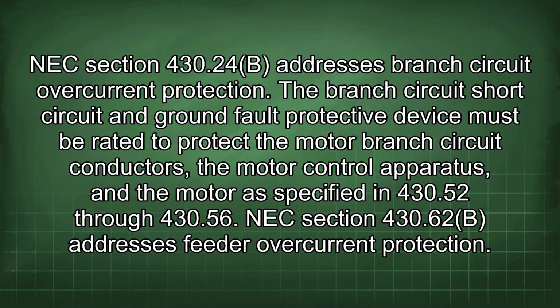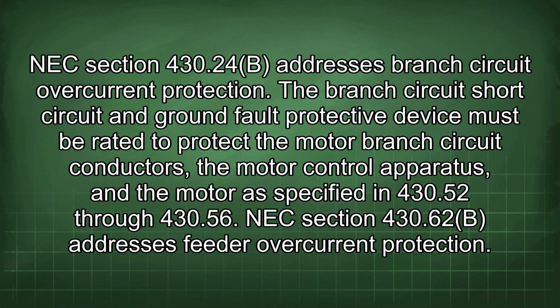NEC Section 430.24(b) addresses branch circuit overcurrent protection. The branch circuit, short circuit, and ground fault protective device must be rated to protect the motor branch circuit conductors, the motor control apparatus, and the motor as specified in 430.52 through 430.56.